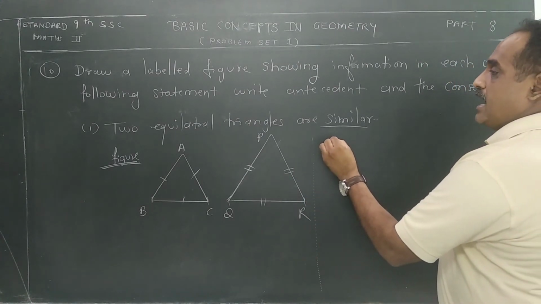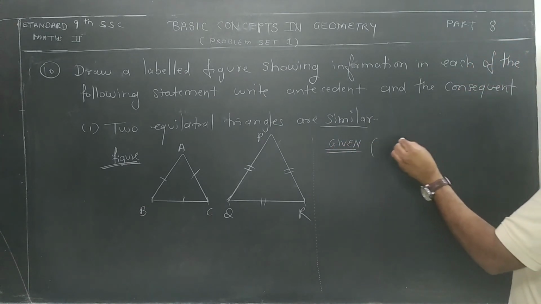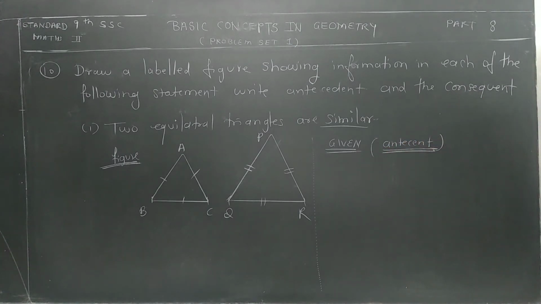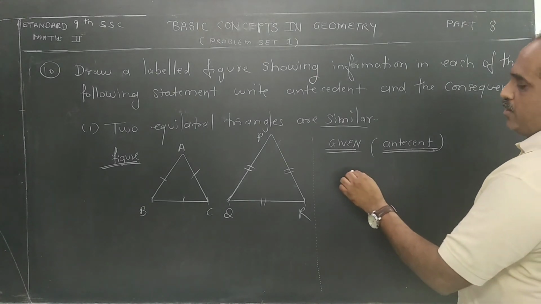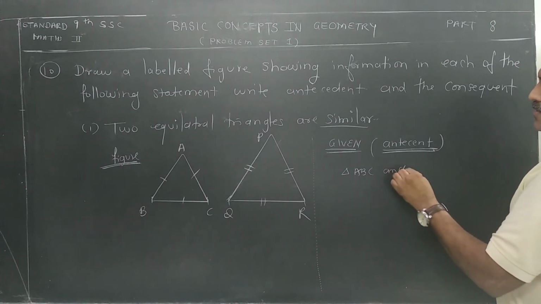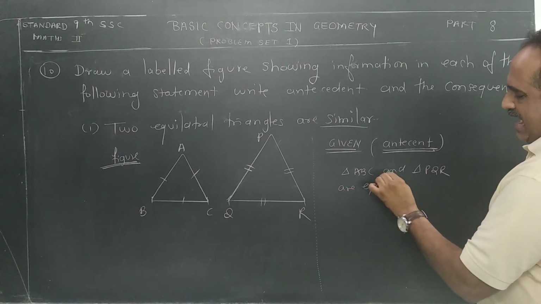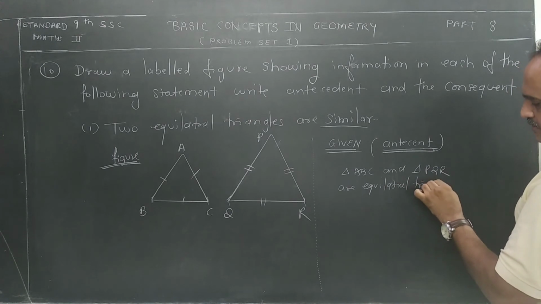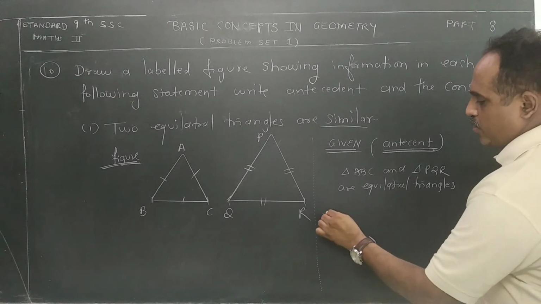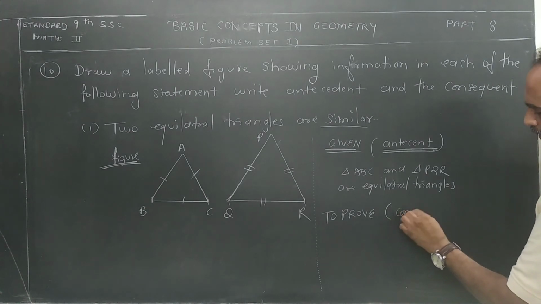We are going to write given. What is the meaning of given? That is antecedent. In antecedent, we are going to write: triangle ABC and triangle PQR are equilateral triangles. Then you are going to try to prove. Prove means consequent.